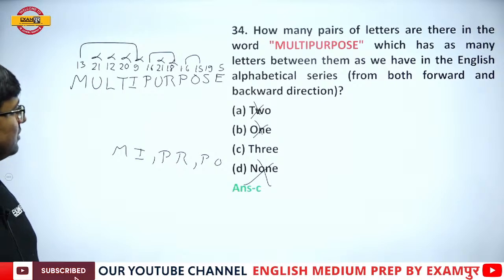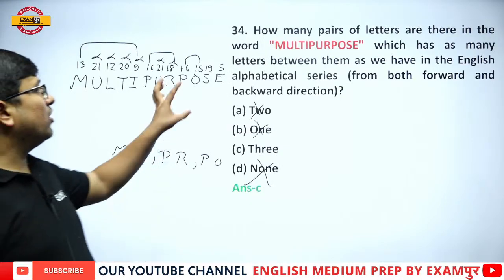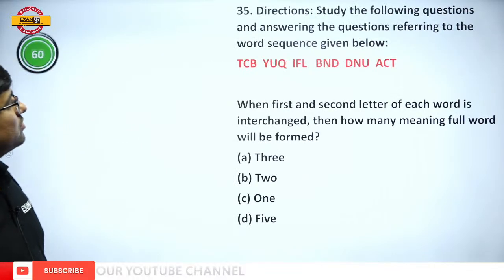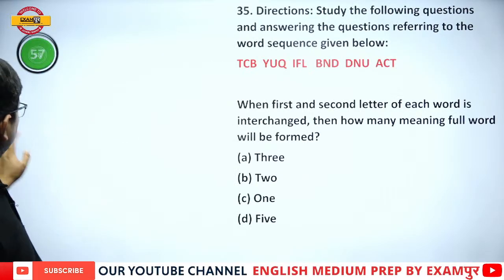Alright. Now, see here also. Between O and P alphabetically, zero letters. So here also zero letters. Next. Solve this one.